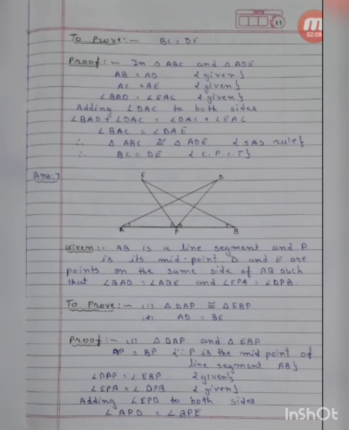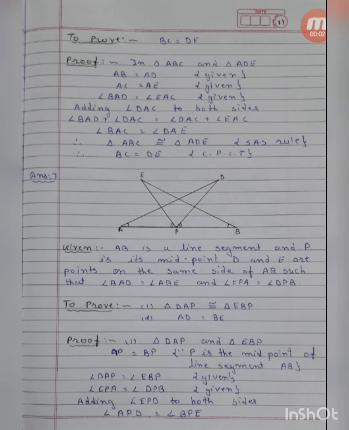Now proof, in triangle ABC and triangle ADE, AB is equal to AD, given. AC is equal to AE, also given. Angle BAD is equal to angle EAC, given. Now adding angle DAC on both sides. So angle BAD plus angle DAC is equal to angle DAC plus angle EAC. We can write angle BAC is equal to angle DAE. So we can write triangle ABC congruent triangle ADE, side angle side rule. So BC is equal to DE by CPCT. CPCT we have to write.